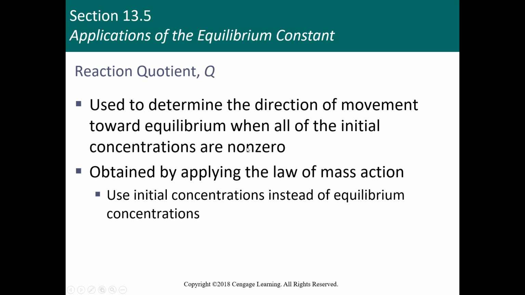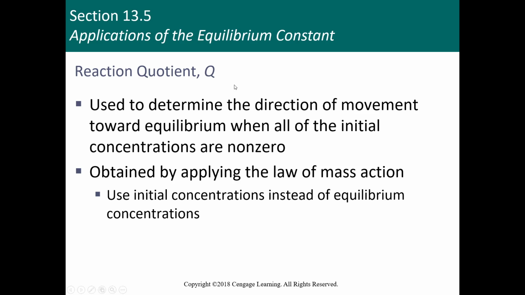By the way, if you have some of the concentrations at 0, then you can't have the reaction going away from those concentrations, right? Because you don't have anything to react. All right, this is obtained by applying your law of mass action. Instead of using your equilibrium concentrations, you'll use your initial concentrations. You'll write up your law of mass action just like before, just like you would for an equilibrium expression, but it will be a reaction quotient instead. And instead of putting K, you will put Q.